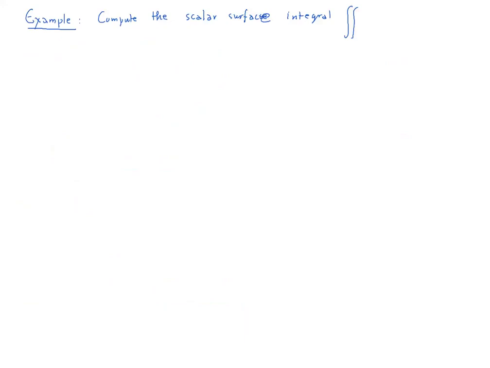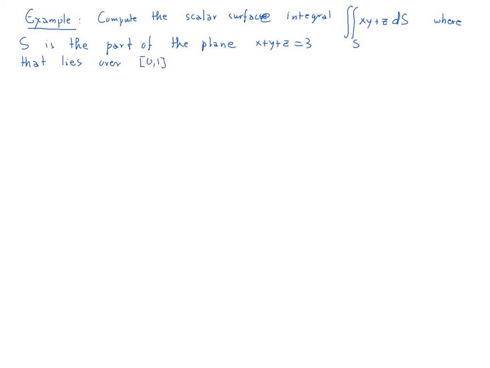So we will have the scalar surface integral of xy plus z dS along S, where S is the part of the plane x plus y plus z equals 3 that lies over [0,1] cross [0,1]. Okay, so let's see how we would do something like this.